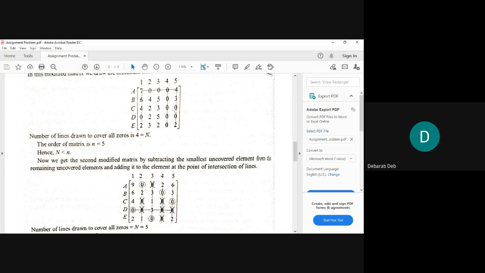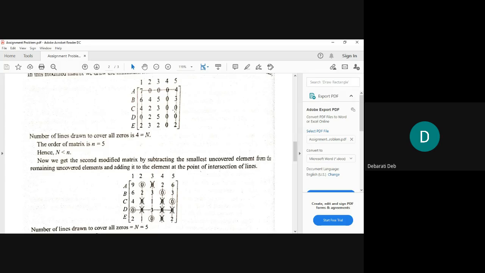Right? Okay. Now that we have identified the intersecting points, we will identify the minimum element out of the uncovered elements. Which is the minimum element out of the uncovered elements? 2. It is 2. There are a lot of 2's, but 2 is the minimum, so we will take 2.